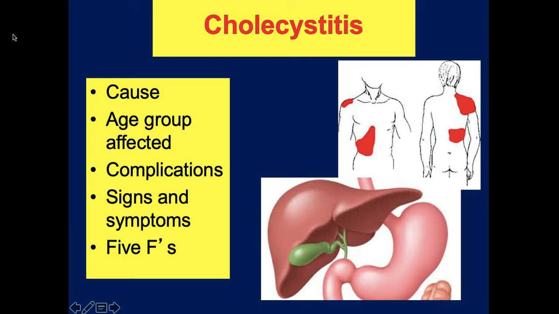And you can see from the picture up here, this condition can have what's called referred pain. So even though the actual pain site is here in the upper right quadrant, because the organ is distended, it is pushing on that visceral layer, and it's going to be a big dull ache that they're going to feel.